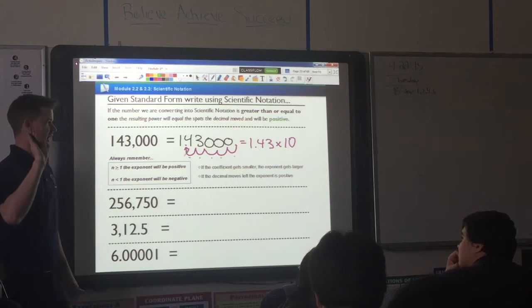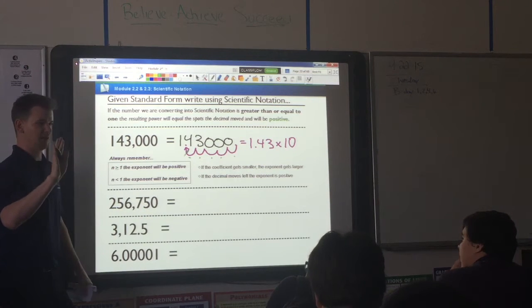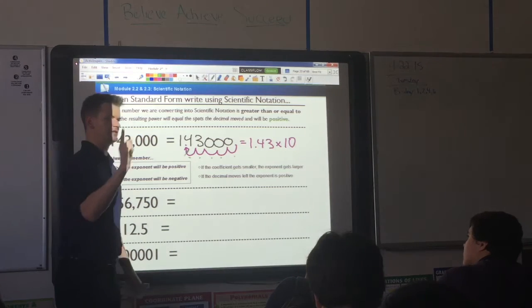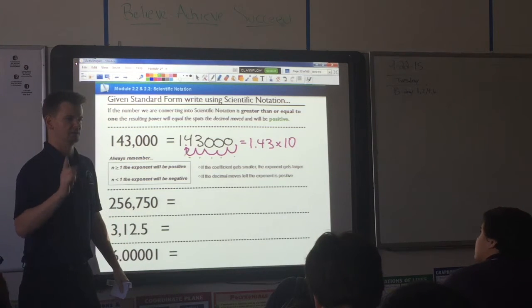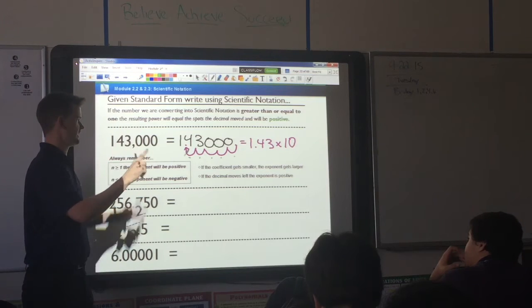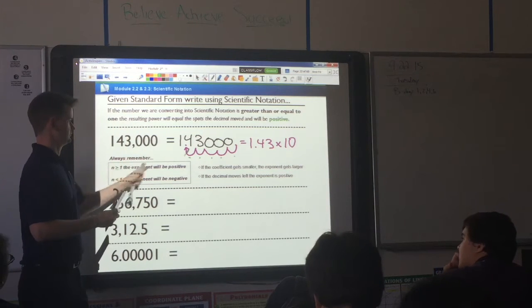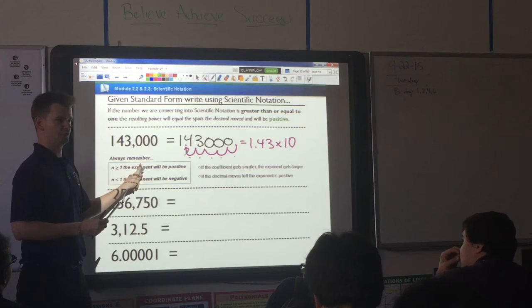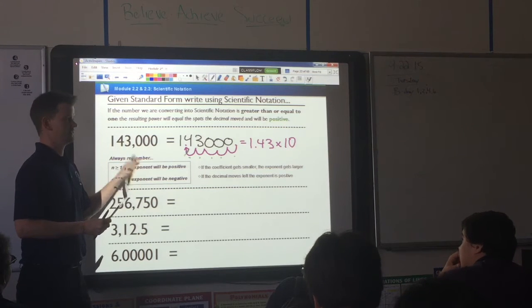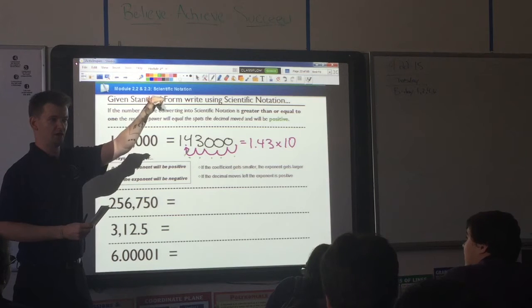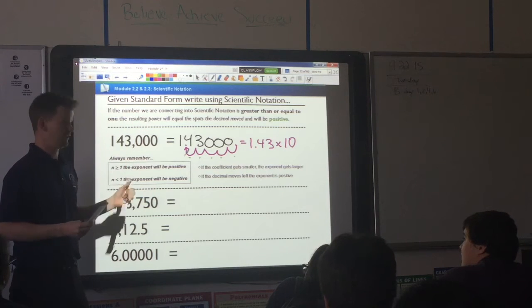Now hold on before you write this. I moved it 5 times. But remember, I said that exponents could be negative or positive. There are 2 ways that you'll know if the exponent is going to be positive. First way, look at the original number. Is this number greater than 1? Yes. That's the first way to tell that your exponent is going to be positive.